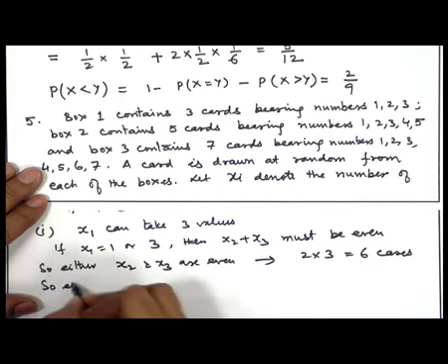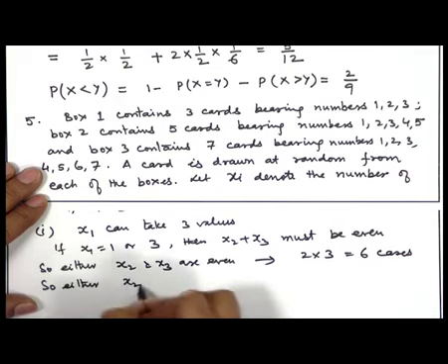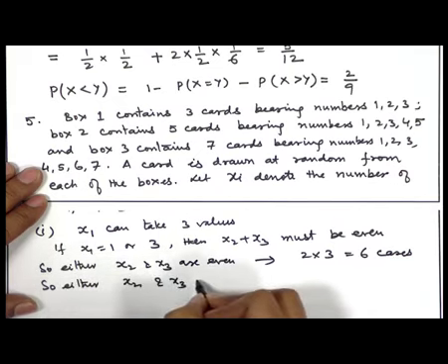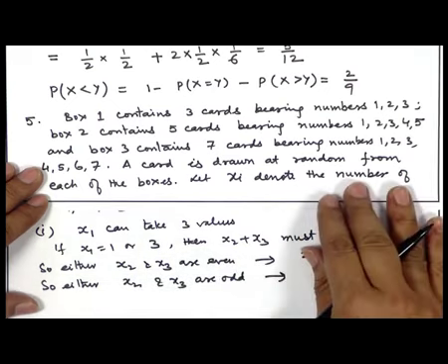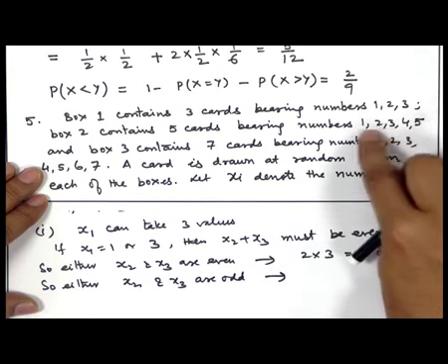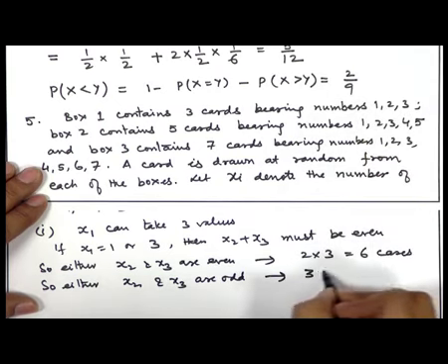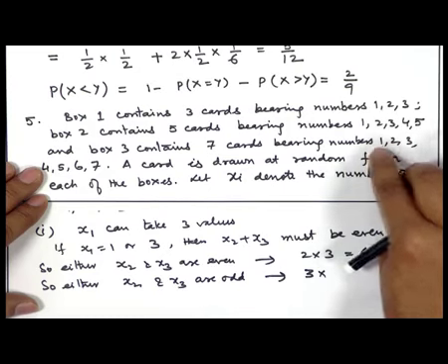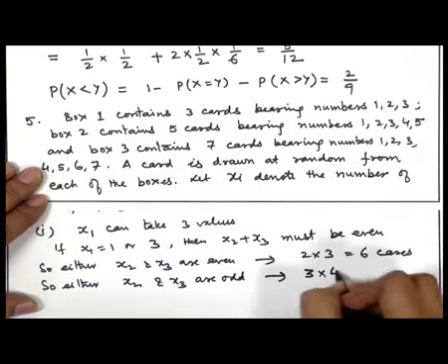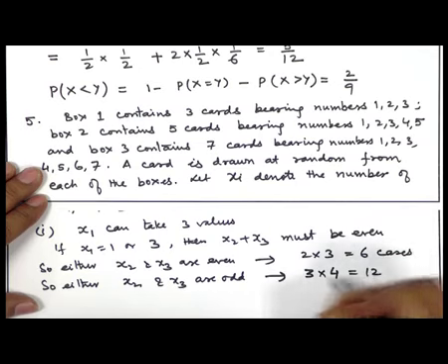Or you can have x2 and x3 both are odd, because sum of 2 odds is even. So, now how many possibilities? For x2 odd you have 1, 3, 5, that is 3 possibilities, and for x3 1, 3, 5 and 7, that is 4 possibilities. So, that are total 3 into 4, that is 12 cases.